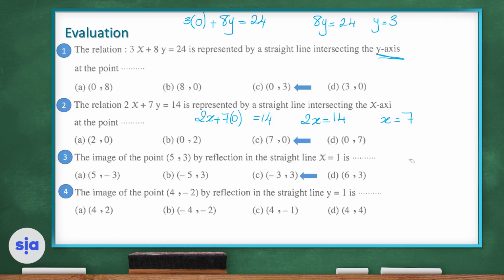Question 4. The image of point 4, -2 by reflection in the straight line y equals 1. As we did in question 3, we're going to do in question 4. But the difference here is that the reflection line is y equals 1, which is a horizontal line. So your mirror is this horizontal line. So as you can see in question 4, our final answer is choice D.